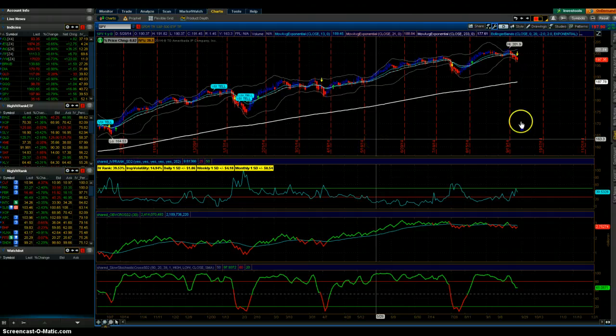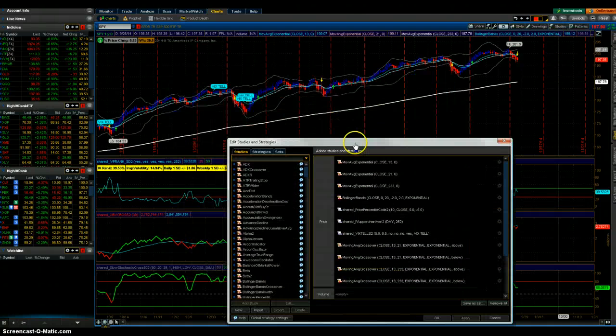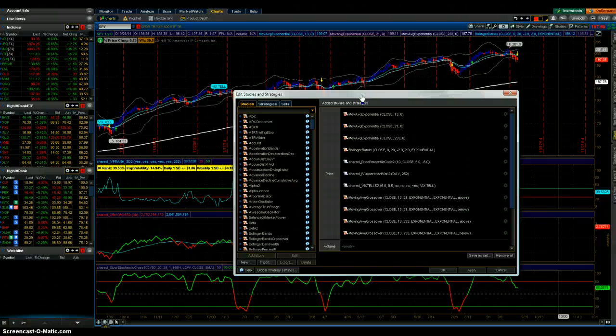Okay, so real quick, the studies I have here, if you click on studies and you go to edit studies, all these studies will be in that link. So I have a moving average, 13 and 21 exponential, and I also have the 233-day moving average. I have Bollinger Bands, 2 standard deviations away. All right. I also have the price percentile code.